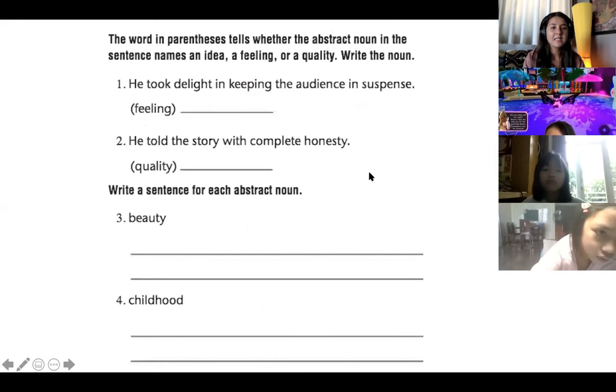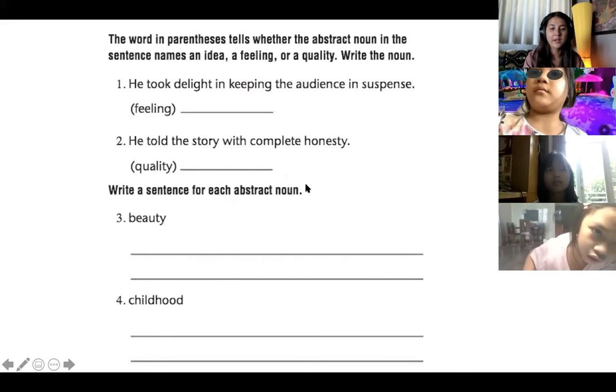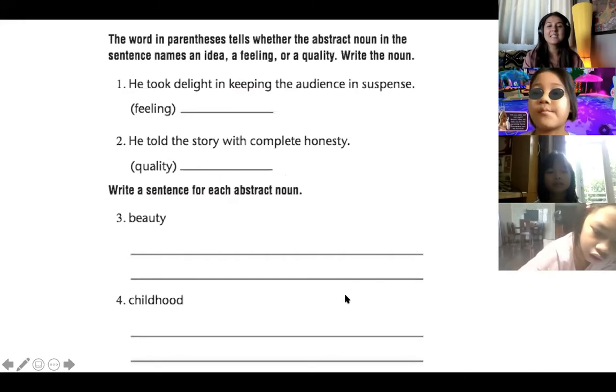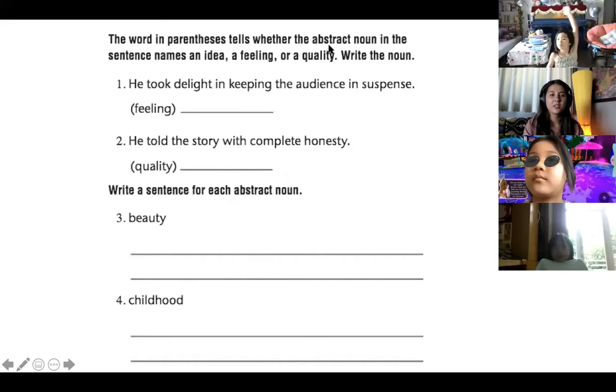Okay, our next page is this. So you have to look at the sentence. You have a clue in the brackets, and then you have to decide what noun in the sentence is the abstract noun. Number one, he took delight in keeping the audience in suspense. A feeling. What do you think? Okay, Nancy, go ahead. I think it is delight.